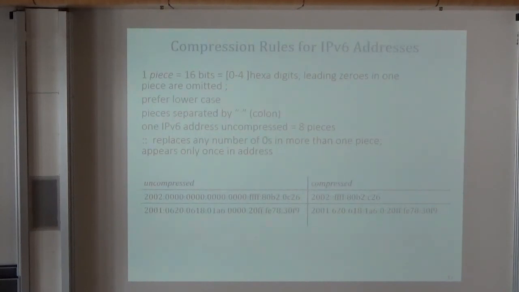You put an empty block. Of course, this makes sense only if it appears only once. If in the same address you have two empty blocks, you don't know how many zeros there are. So the rules are, you can suppress the zeros, you can suppress the empty blocks, but you can suppress only one empty block in an IPv6 address.